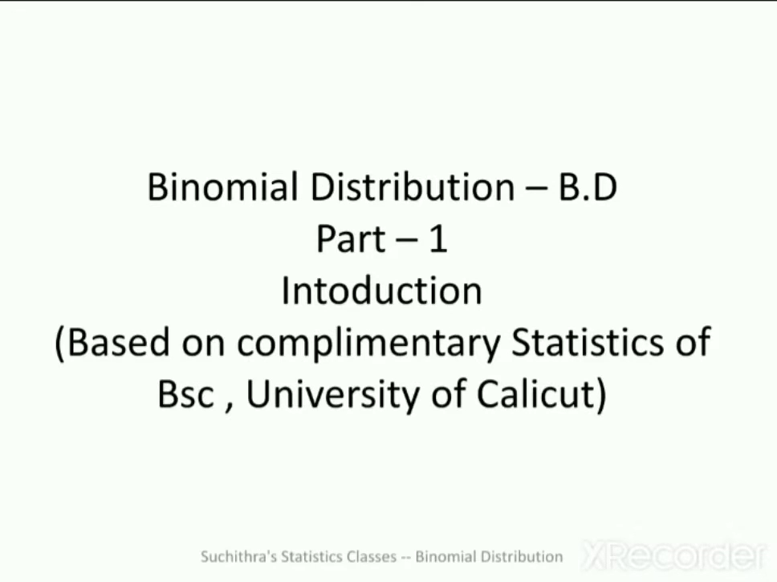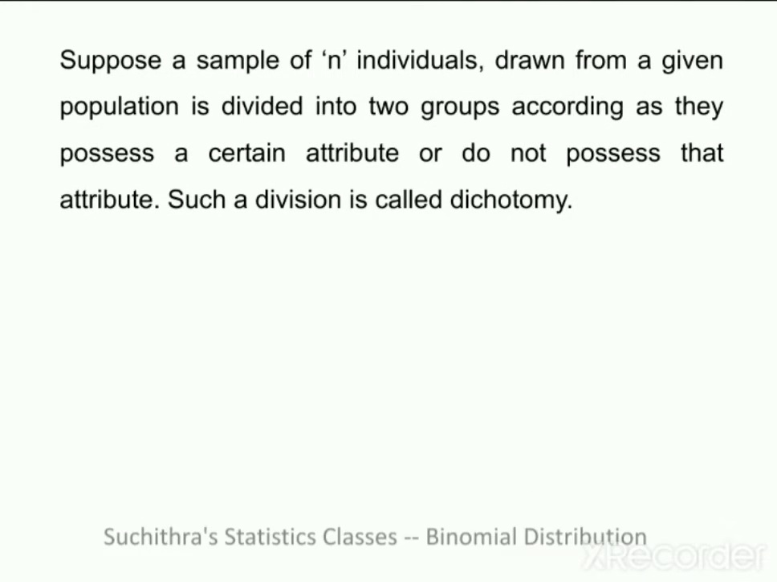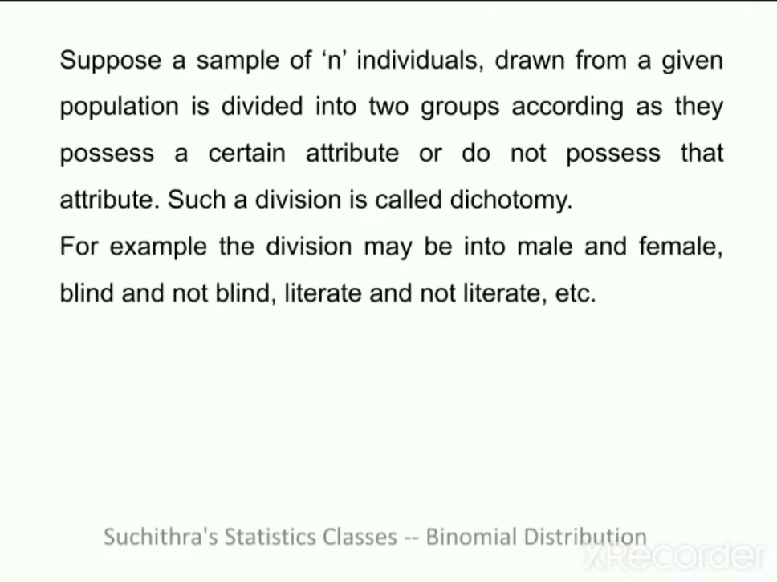Today we are going to discuss the introductory part of binomial distribution. Suppose a sample of n individuals drawn from a given population is divided into two groups according as they possess a certain attribute or do not possess that attribute. Such a division is called dichotomy. For example, the division may be into male and female, blind and not blind, literate and not literate, etc.